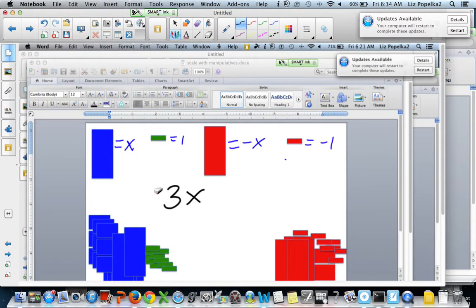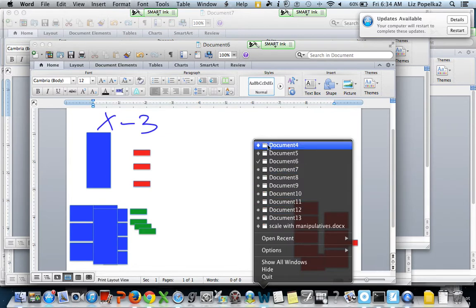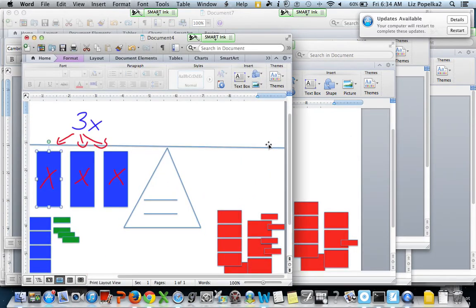Now try to make a model of 3x. What would a model of 3x look like? Pause the video, try to make it yourself, then go back and restart the video to check your answer. If you made a model of 3x correctly, it should have looked like this. You should have 1, 2, 3 x's, because it means you've got an x and that you multiply it by 3.